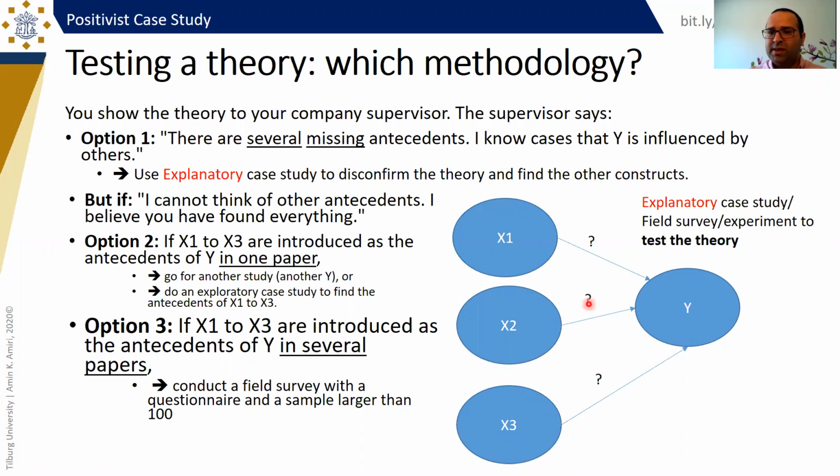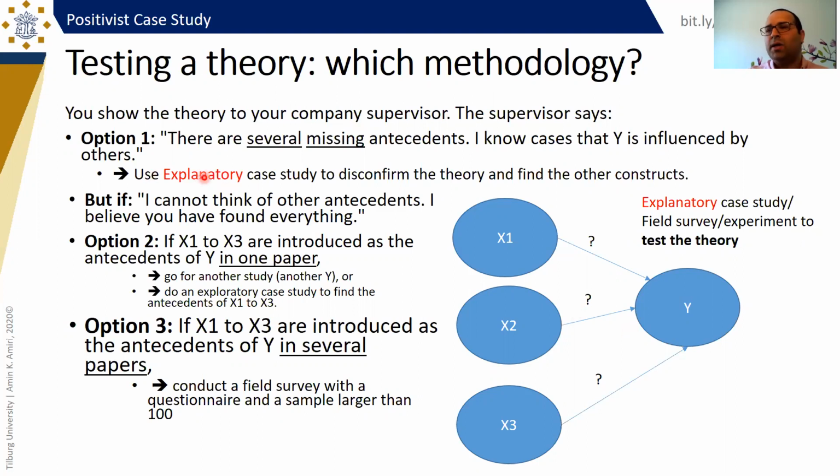There are several missing antecedents here. I know cases that, for example, Y is influenced by this, and you don't see them here. Or he would say that, oh, this is not correct. The literature says that there's a positive relationship, but I believe there is a negative relationship here. So when you have cases like this, you would say that, okay, this is the theory from the literature. My company supervisor knows several cases that this theory doesn't work for them, or to some extent works, but some part doesn't work.